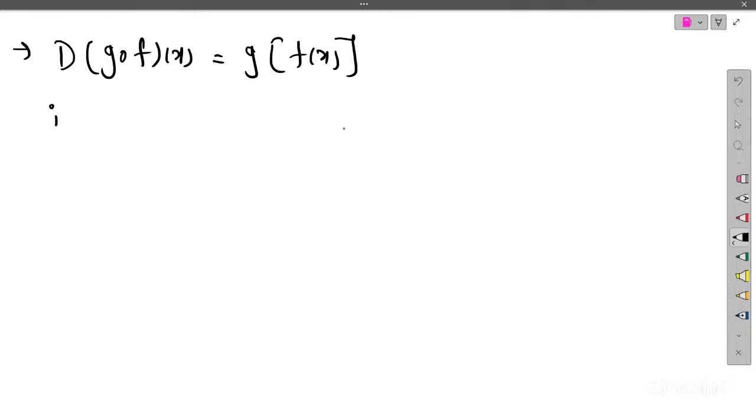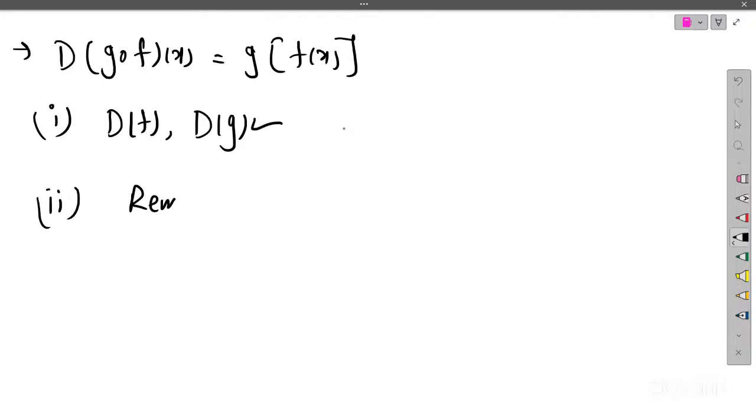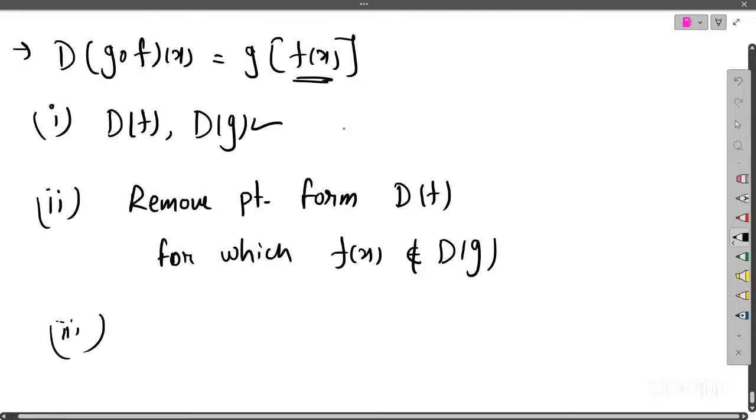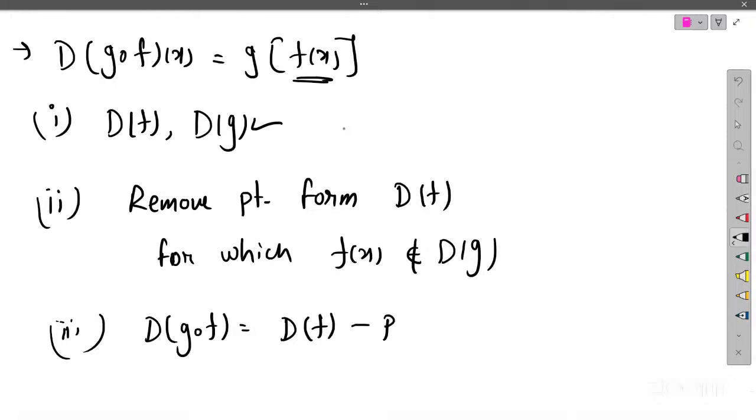So here also, the first step remains as it is, that means finding the domain of f and the domain of g. But in the second step, we have to remove points from the domain of f, because first we are applying f here. So remove points from the domain of f for which f of x is not a part of the domain of g. And whatever is left in the domain of f, those will be our domain of g composite f. So the domain of g composite f is actually the domain of f minus the points in step 2.